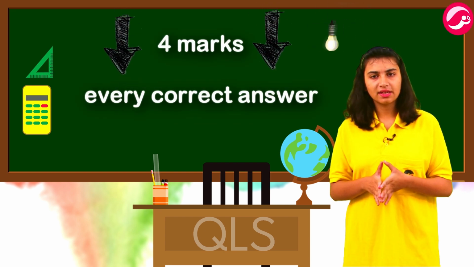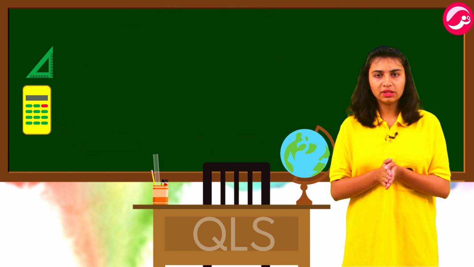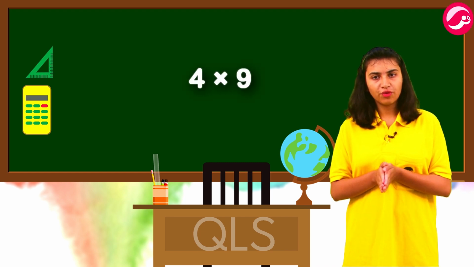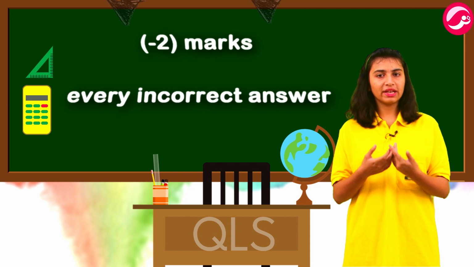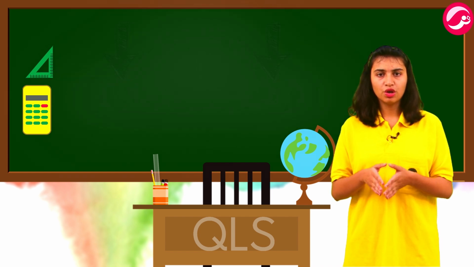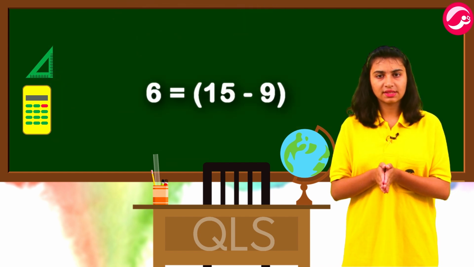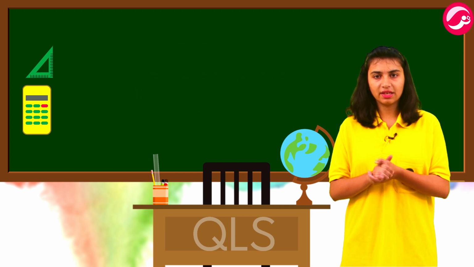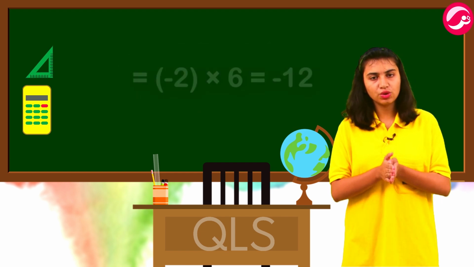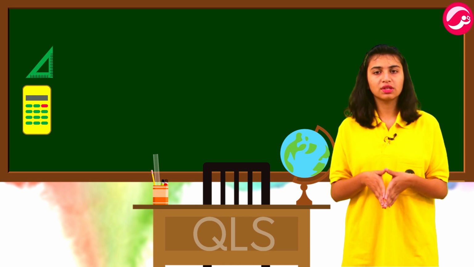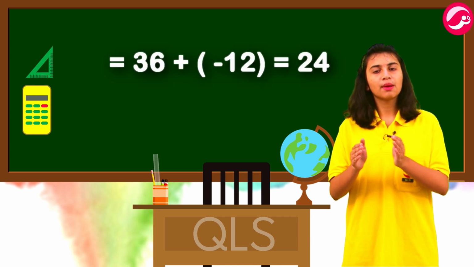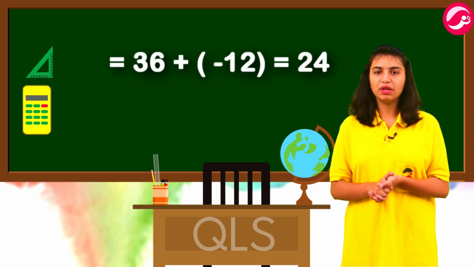Marks given for a correct answer is 4. The total for Gurpreet's correct answers is 4 into 9. 4 into 9 is 36. Marks given for an incorrect answer is minus 2. So, the marks for 6 incorrect answers, which is 15 minus 9, will be minus 2 into 6, which will be minus 12. Therefore, Gurpreet's total score will be 36 plus minus 12, that will be 24.